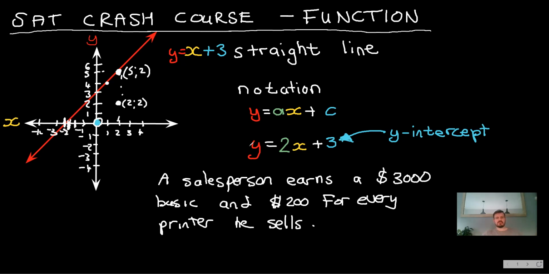And so this could be represented on a graph by the following. I'm going to do it small, but if the x-axis was the number of printers he sells, it wouldn't start at negative, because he can't sell negative printers, so it would be something like this. But then our c would be where he starts. So we would be looking on our axis for 3,000.